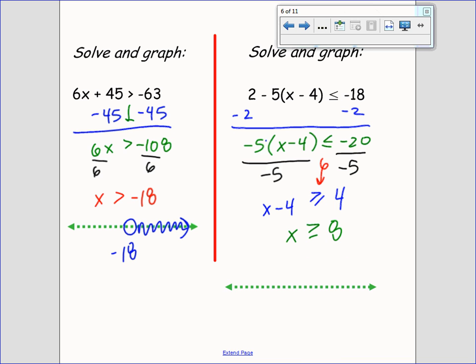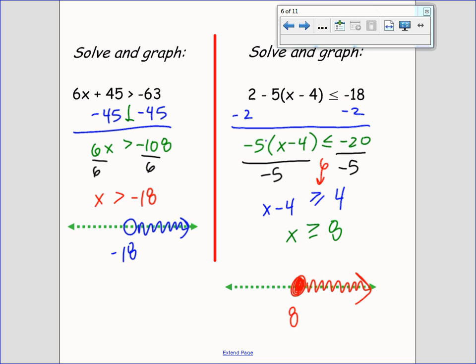So we'll go ahead and we'll get my boundary number. In this case, 8. Label it. We'll shade everywhere to the right of, and this time we include 8 in my solution set. Why? Because it was an or equal to. So this is a closed circle. We include it in my solution set, and we'll shade everywhere to the right.